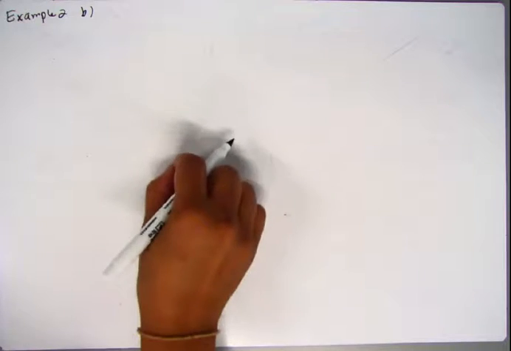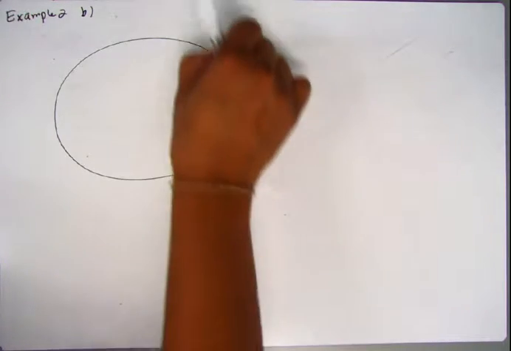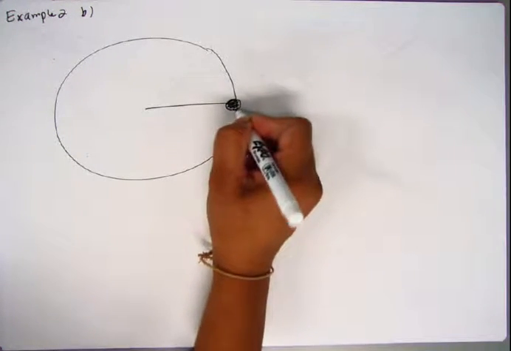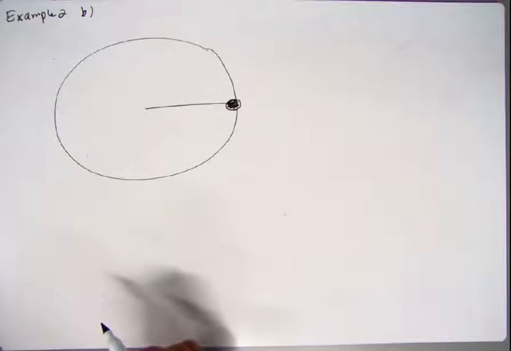So in this example, you've got a 2 kilogram stone. For whatever reason, you're whirling it around, holding it by a string and whirling it around in a circle. That's about a meter. So imagine, here's your stone. You're holding it in the middle and you've caused it to spin.